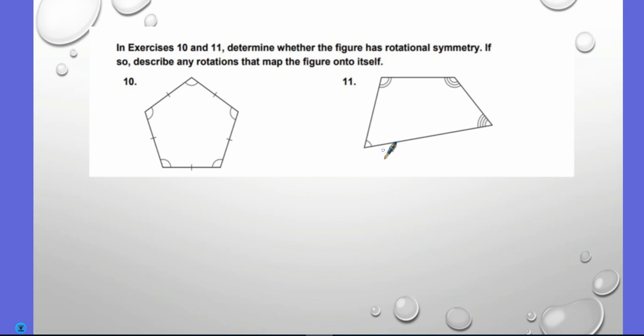Alright, last two exercises. It says in exercises 10 and 11, determine whether the figure has rotational symmetry. If so, describe any rotations that map the figure onto itself. Okay, so if you notice here, all of these side lengths are the same and all of the angles are the same. So we would call this a 1, 2, 3, 4, 5. This is what we call a regular pentagon.